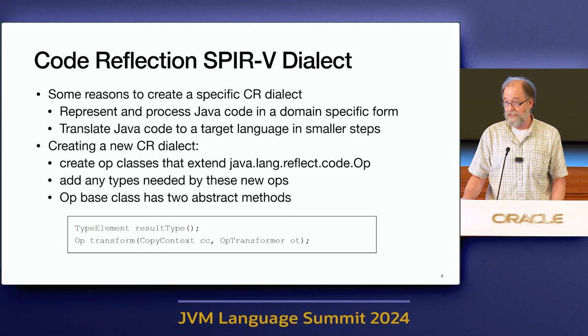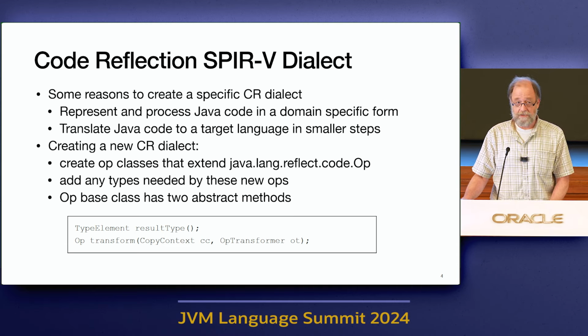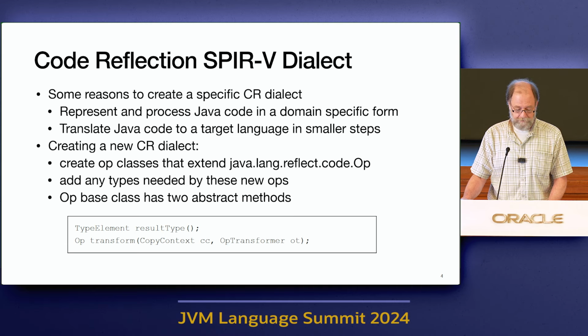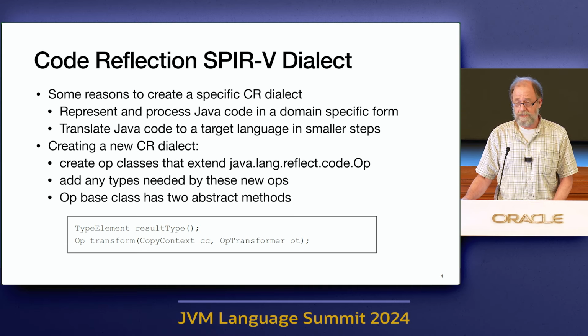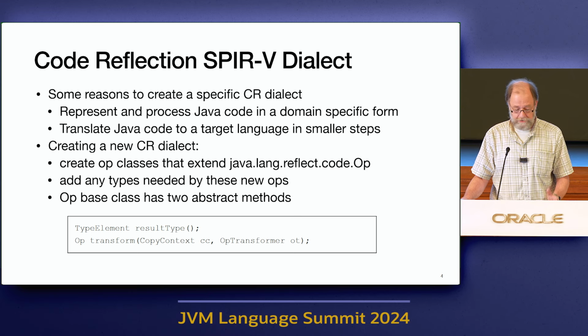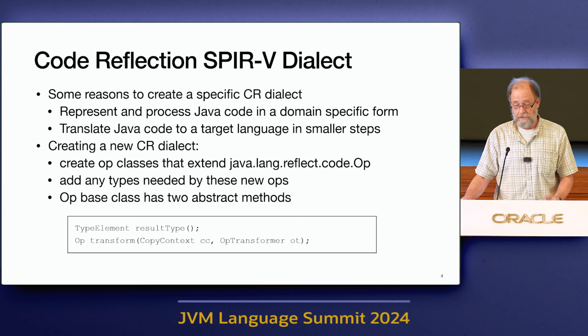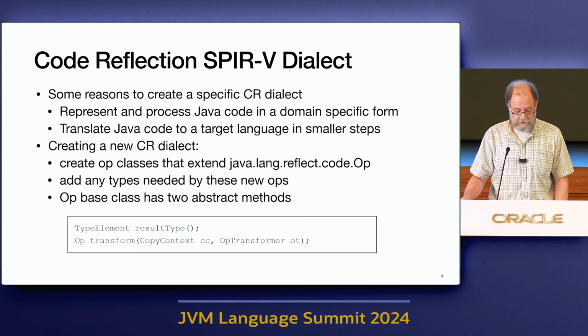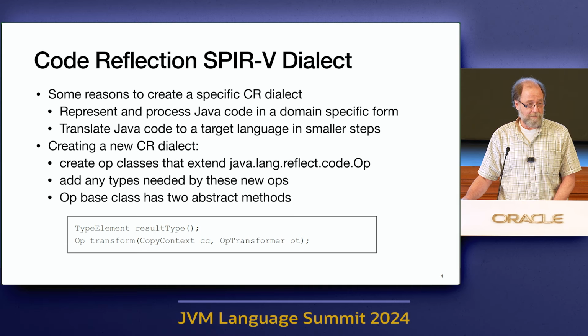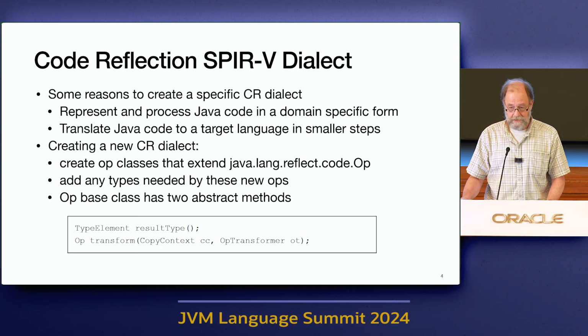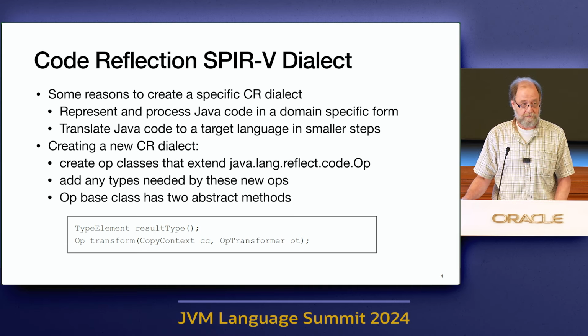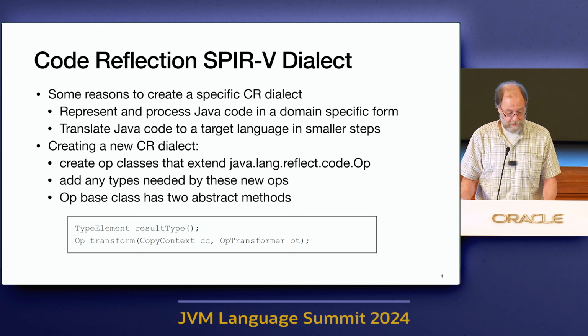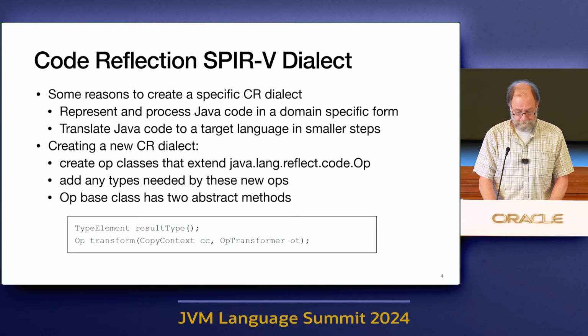Creating a new dialect was surprisingly easy. You basically create a handful of op classes, whatever your set of op classes is, and have them extend the core op class. If your dialect needs any new types that aren't part of the Java type system, you can add them there. And then there are a couple of abstract methods in the core op base class that need to be implemented. As Paul said earlier, every op has a result type, and every op can participate in this transform API. We'll see a use of that API later.